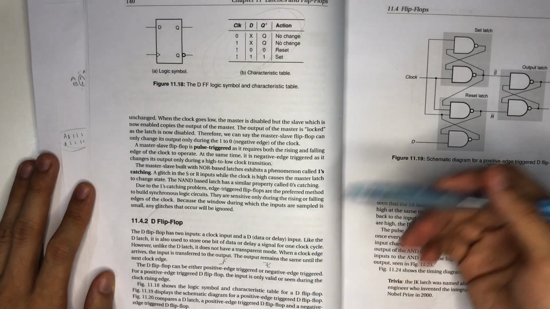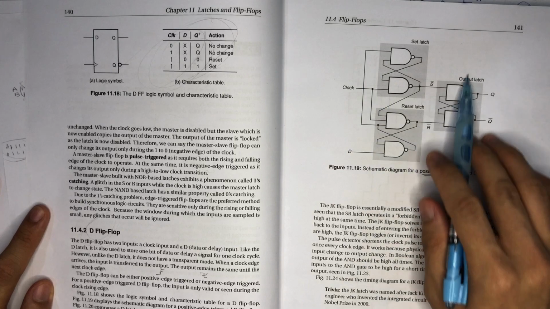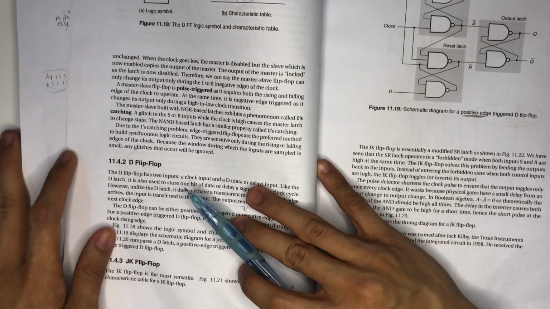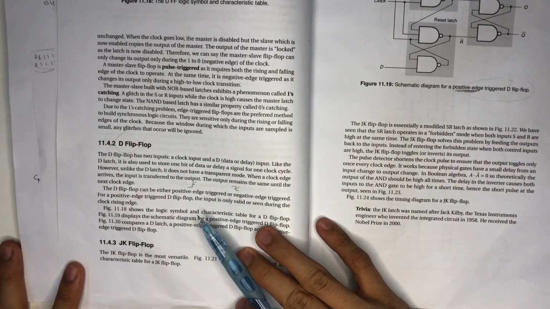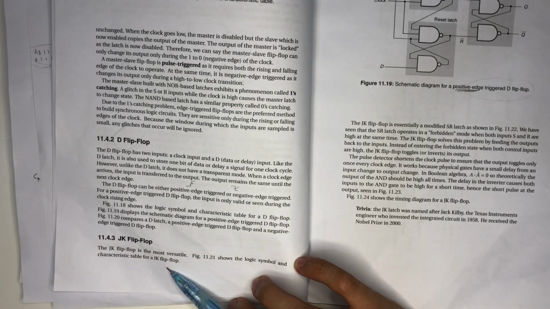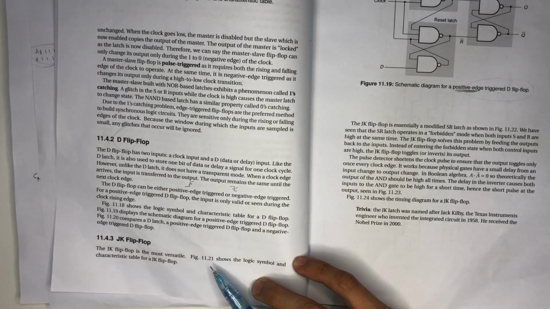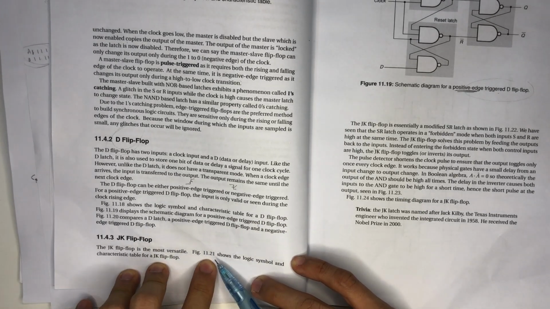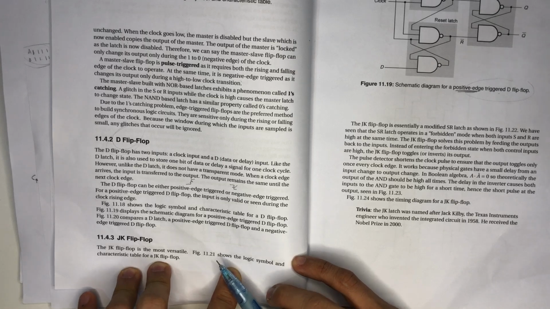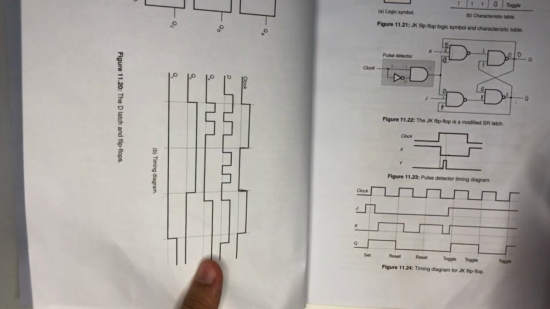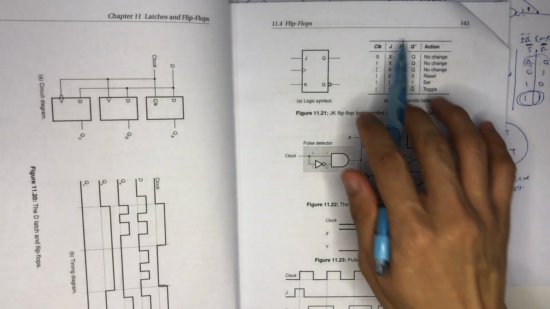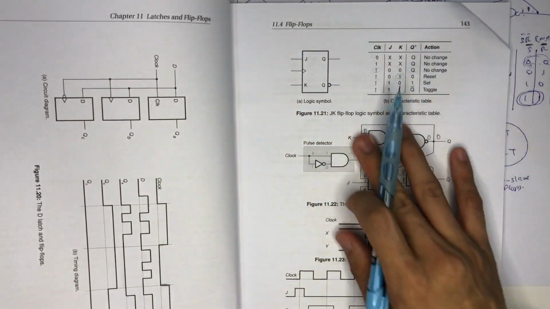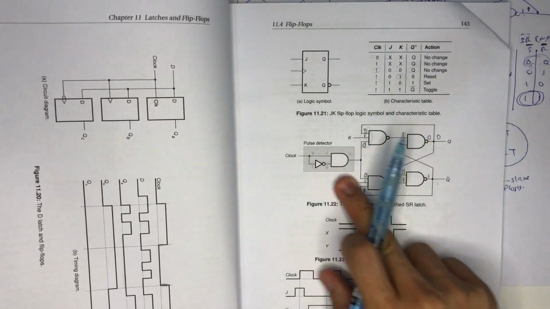Okay, so this is the circuits. Now we go to the next, which we call the JK flip-flop. The JK flip-flop is the most versatile. Figure 11.21 shows the logic symbol and characteristic table of the JK flip-flop. So this is your JK flip-flop, and this one is your JK flip-flop as well.